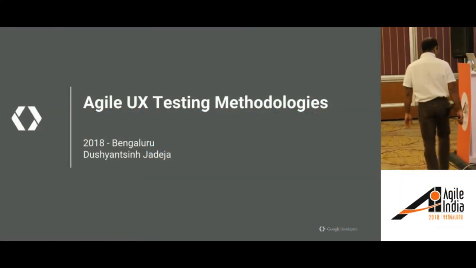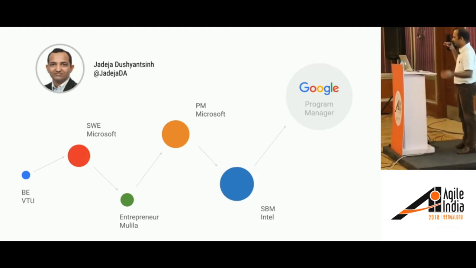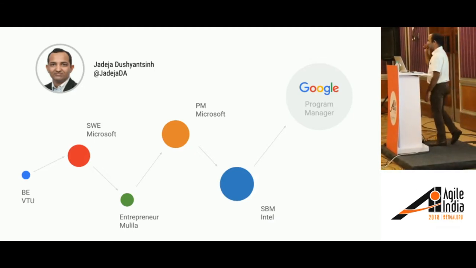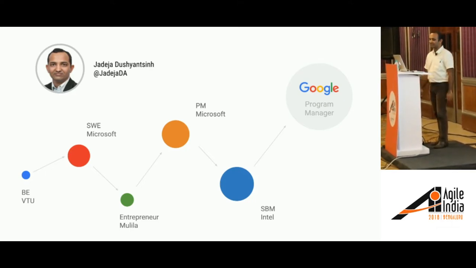So let's get started. My name is Dushyant. Like most Indian names, it's a super complicated name. Jadeja is my last name and Dushyantsinh is my first name. I've been in Bangalore for almost 18 years. I did my graduation here.